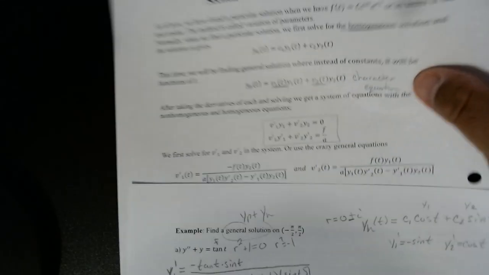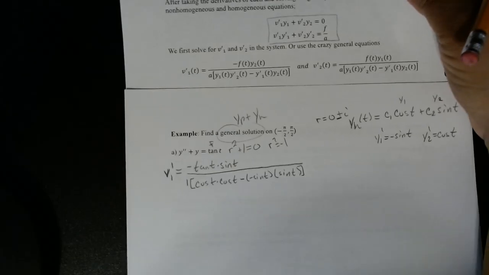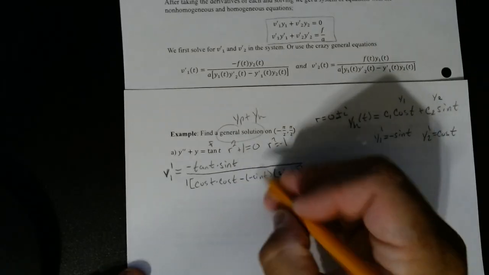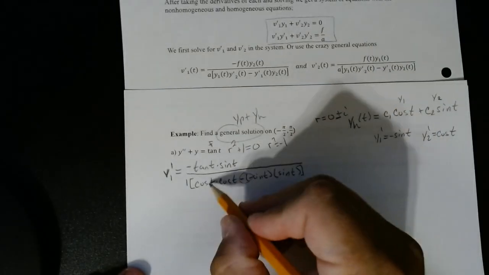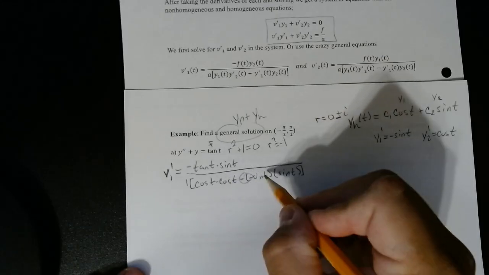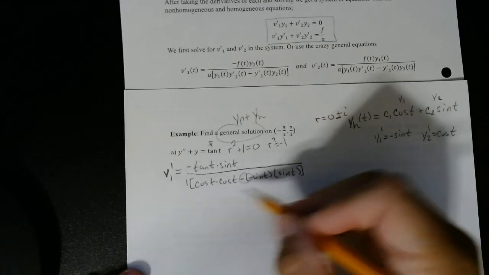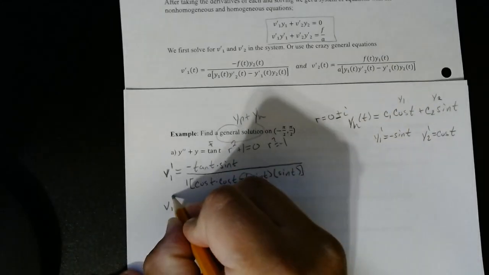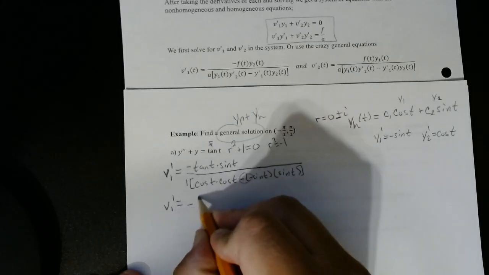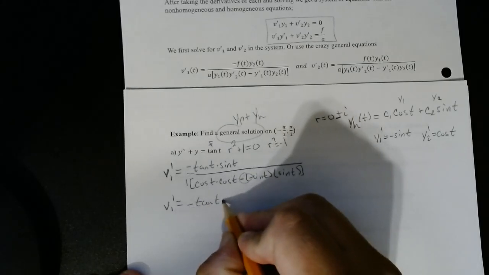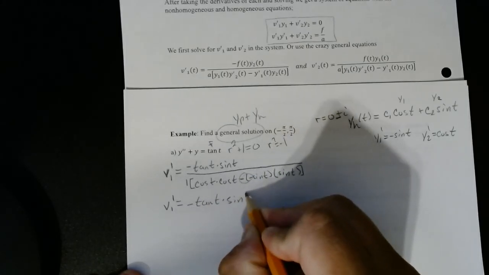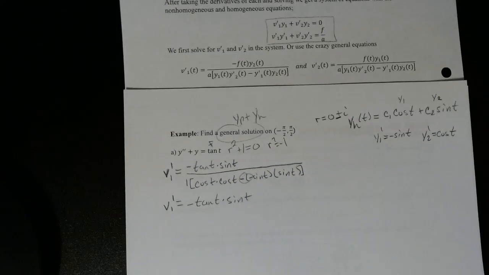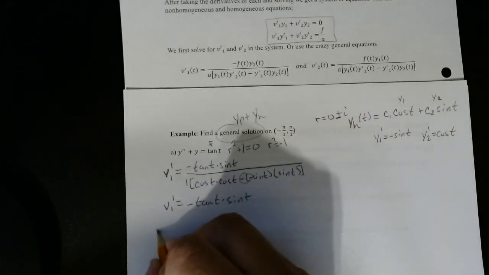All right. And now we're just going to simplify as best we can. The best part is this becomes positive. So cosine squared plus sine squared, that's a famous one. It just gives you 0. So v1 prime is equal to negative tangent sine.